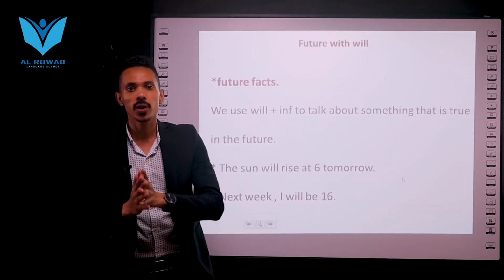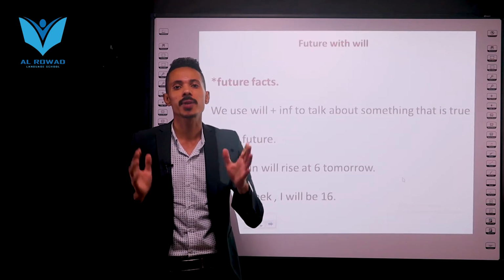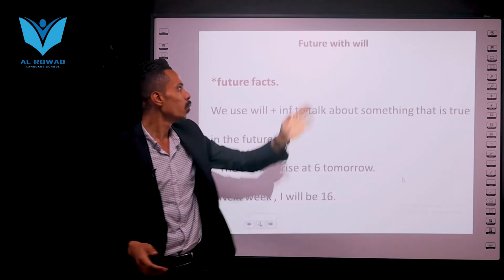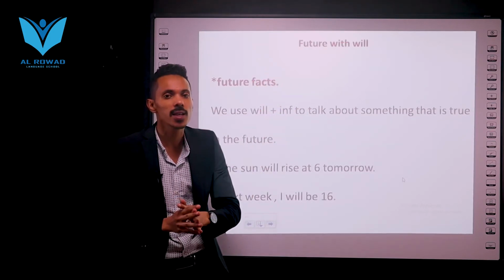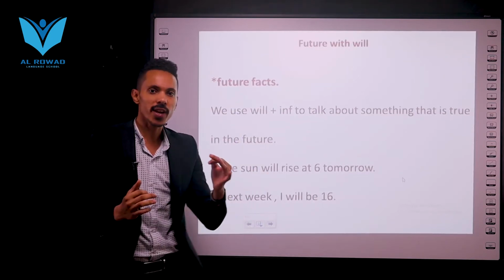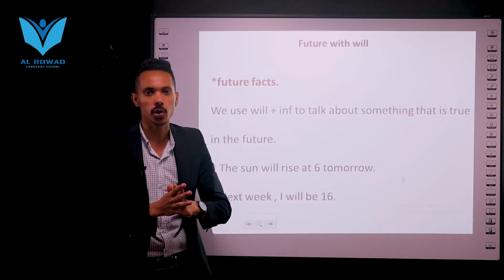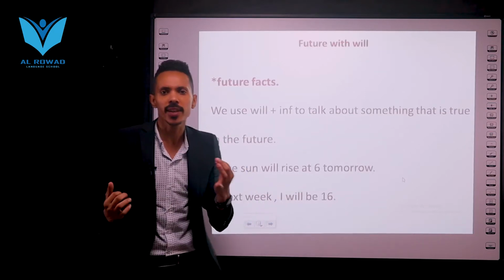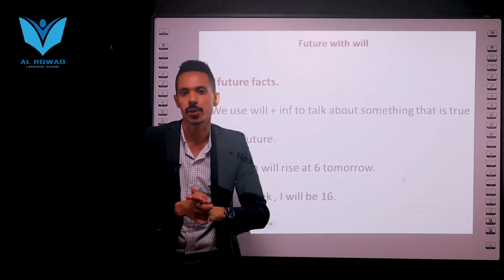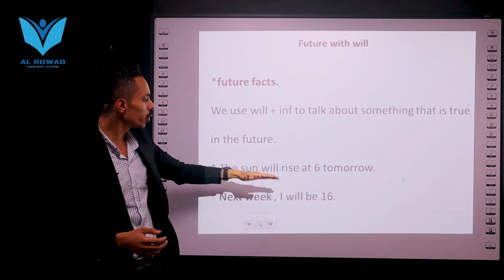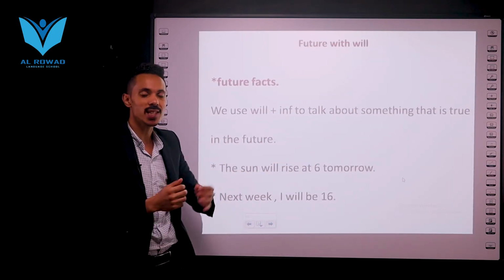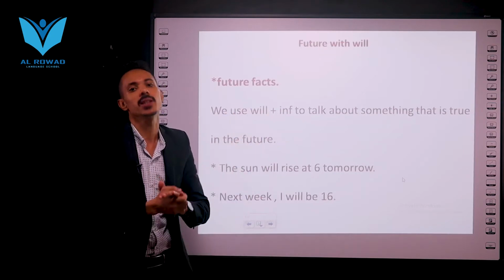So today we are going to learn how to talk about the future using 3 ways. The first way: will plus an infinitive verb to talk about future facts. Facts that will happen in the future. What is the meaning of fact? A fact is something that is true, but in the future. So, for example, the sun will rise at 6 tomorrow. Yes, it's a future fact because it's something true that will happen in the future.